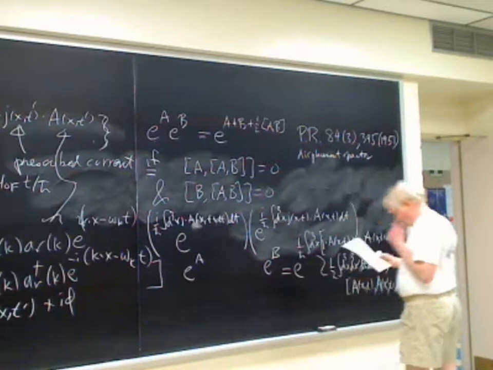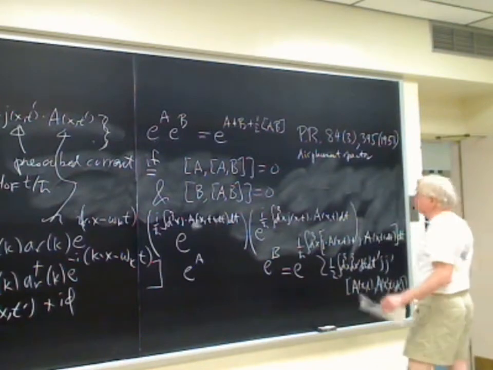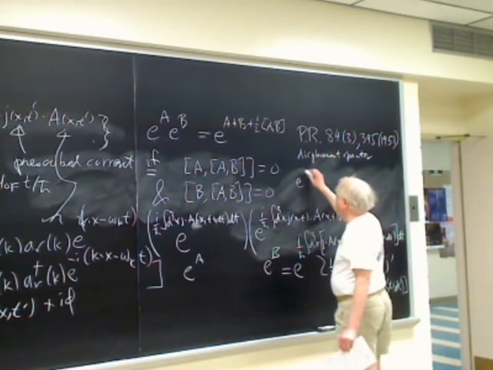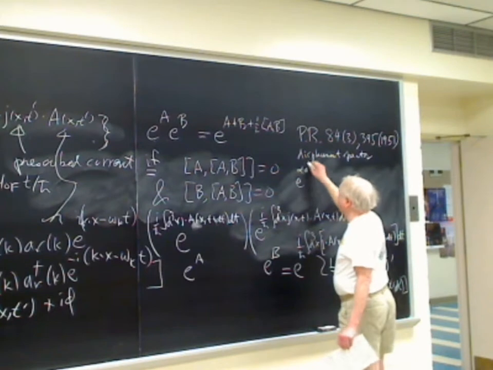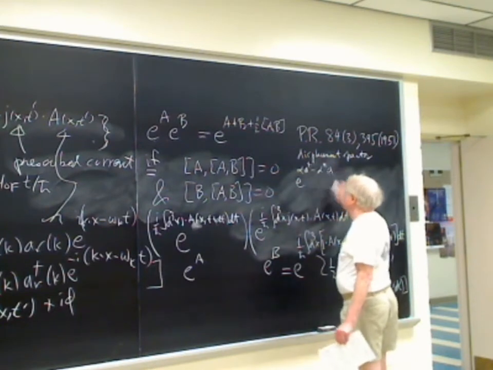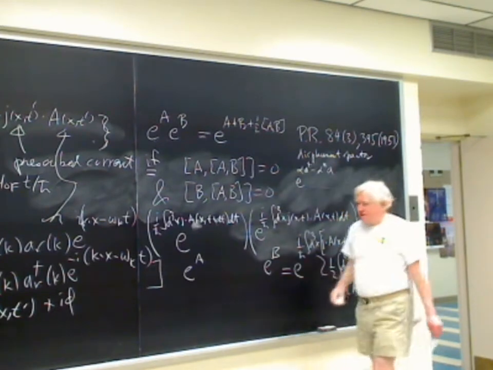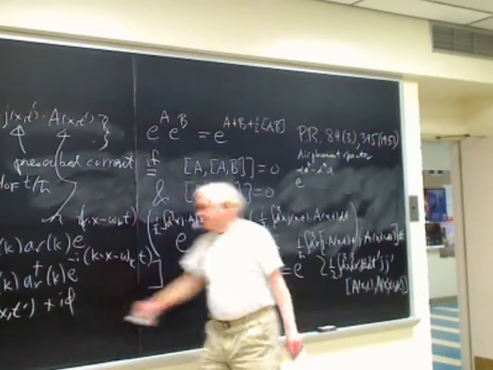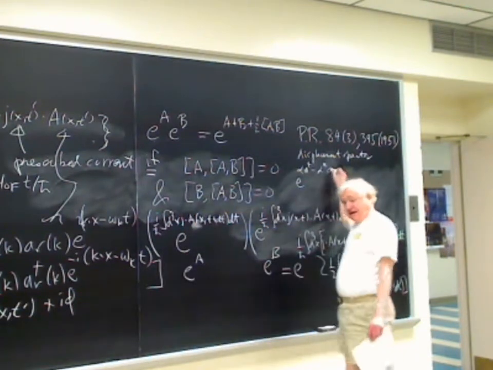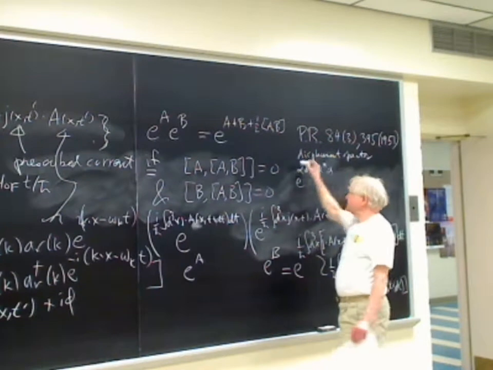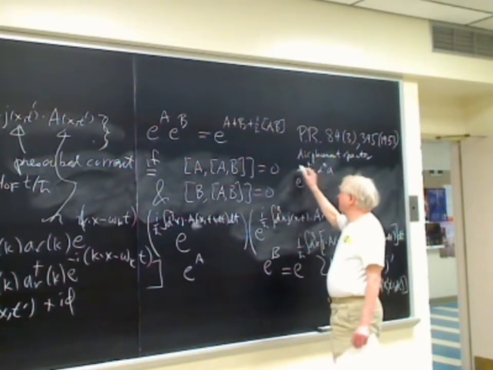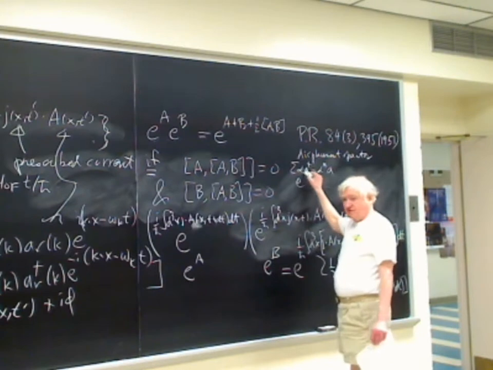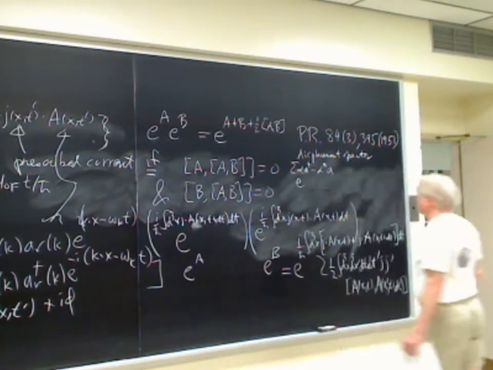And for each mode, it looks like this: e to the alpha a dagger minus alpha star a. That's what this looks like, because it's a linear combination of a and a dagger. Of course, it's summed over all modes and polarizations. So that's what you've got.